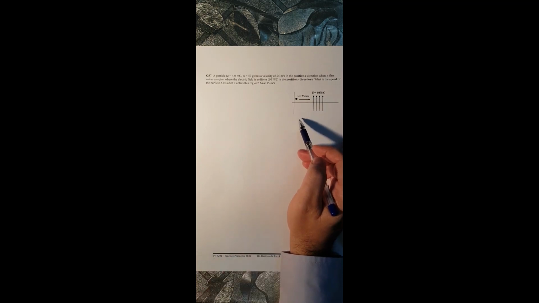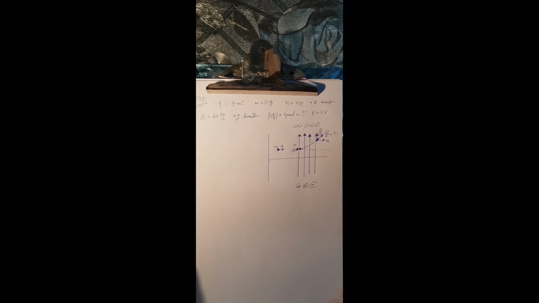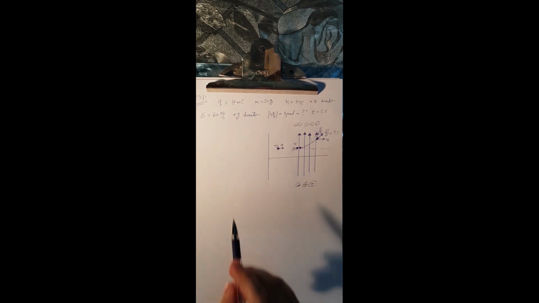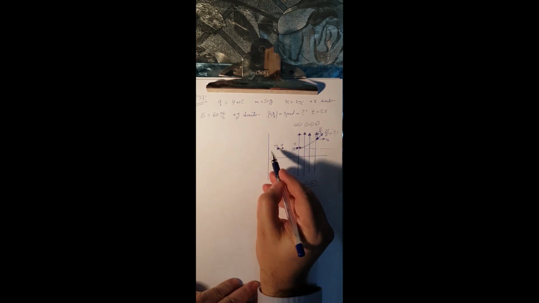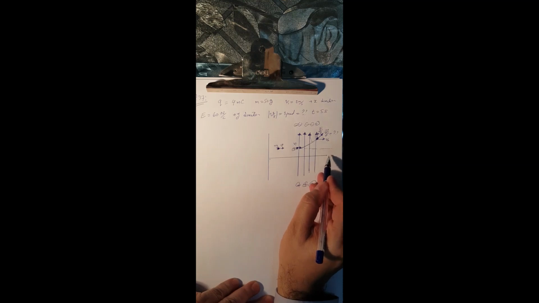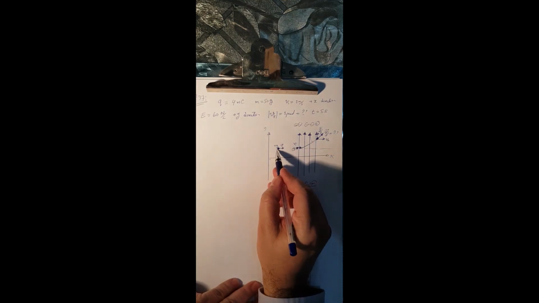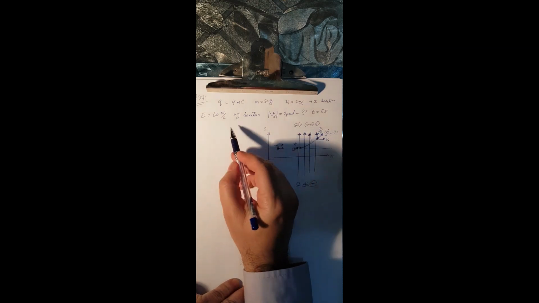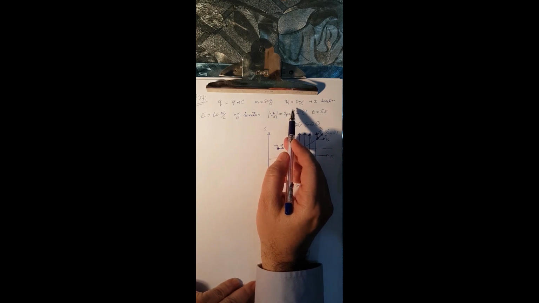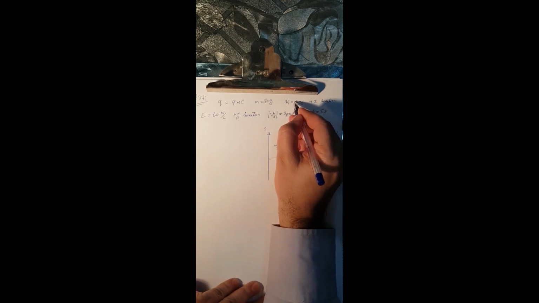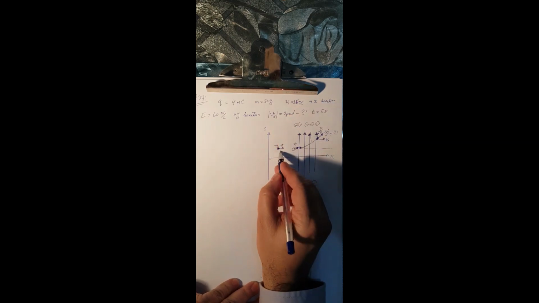So let's see how we tackle this problem and solve it. This is what we're going to do here. So the charge is known, Q, positive here, going in the positive direction of the x-axis. This is the x-axis, this is the y-axis. So here the velocity is 25 meters per second.